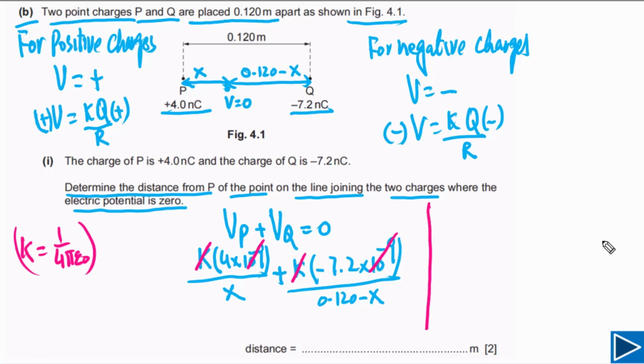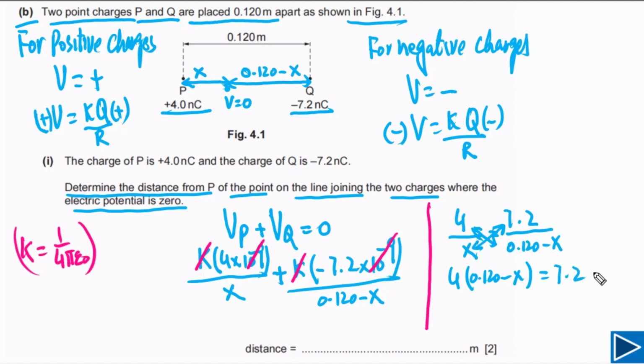Now we can simplify this. If we simplify, we're left with 4 divided by x here, and this is negative, so on the other side this will be positive. So this will be equal to 7.2 divided by 0.120 minus x. Now if we cross multiply, we get 4 times 0.120 minus x equal to 7.2 times x. From here, we can find the value of x, which will be 0.043 meters. And this is our final answer.